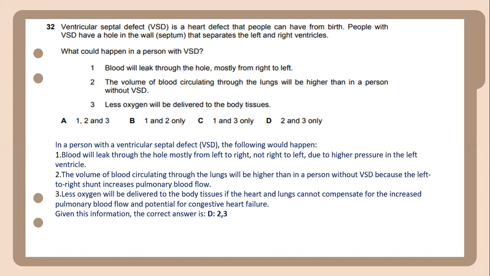Blood will leak through the hole from left to right, not right to left, due to higher pressure in the left ventricle. And the volume of blood circulating through the lungs will be higher than in a person without VSD, because the left to right shunt increases pulmonary blood flow. And thirdly, less oxygen will be delivered to the body tissues if the heart and lung cannot compensate for the increased pulmonary blood flow, with potential for congestive heart failure. So the correct answer will be 2 and 3.